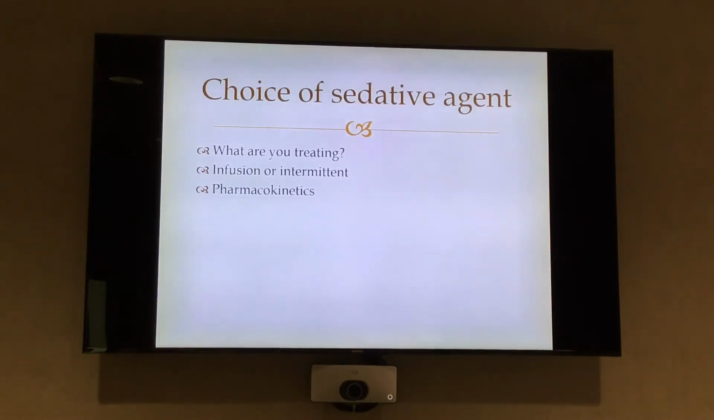So either they are unchanged, excreted in the urine, so they don't get metabolized at all, and the kids will just pee it out, or they have some metabolism that happens in the liver, and then they get excreted either through the biliary tract into the stools, or part of it also goes through the kidneys and the urine.